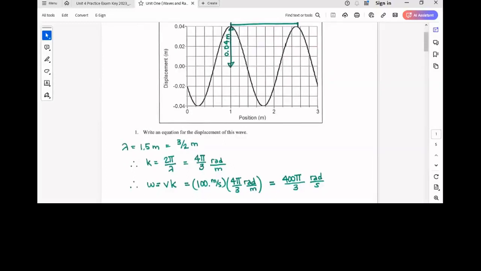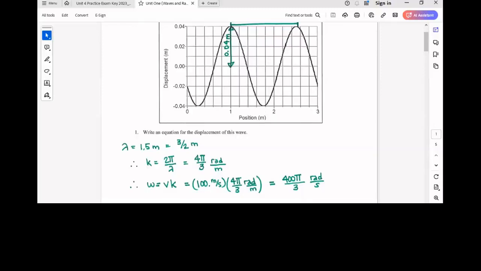So I'm going to write that wavelength as a fraction. 1.5 meters is 3/2 of a meter. The wave number, k, is just going to be 2 pi radian divided by that wavelength. So that leaves me with 4 pi over 3 radian. And in the denominator, I still have meters. So this is radian per meter, technically.